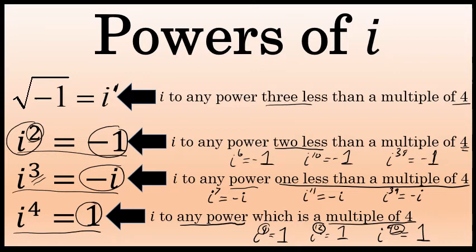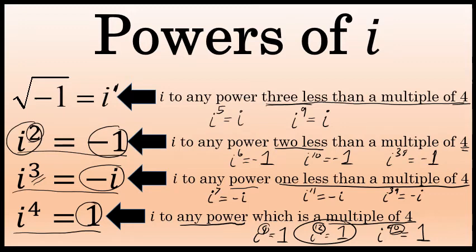So earlier I said that i to the 8th, 8 being a multiple of 4, is equal to 1. 3 less than 8 would be 5, and that's equal to i. i to any power that is 3 less than a multiple of 4 simplifies to just i. i to the 12th, earlier I discussed that that equals 1 because 12 is a multiple of 4. 3 less than 12 is 9. i to the 9th simplifies to just i. i to any power that is 3 less than a multiple of 4 is equal to i.